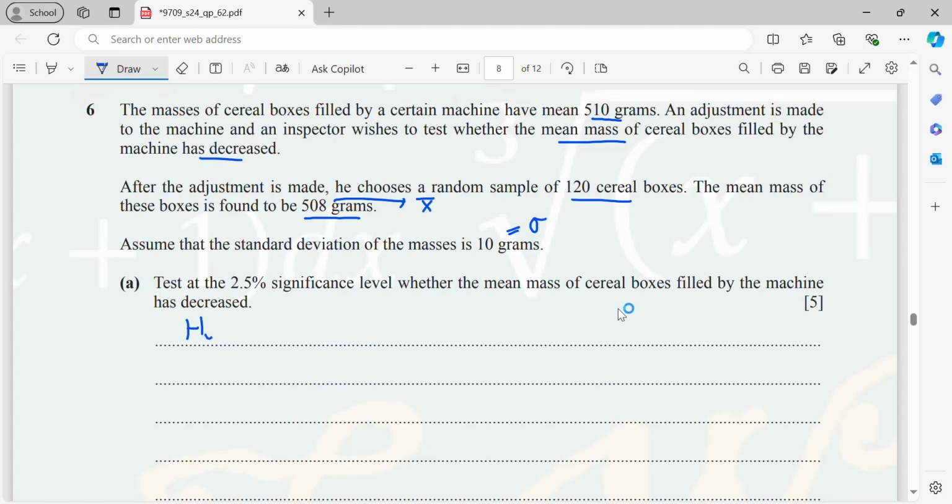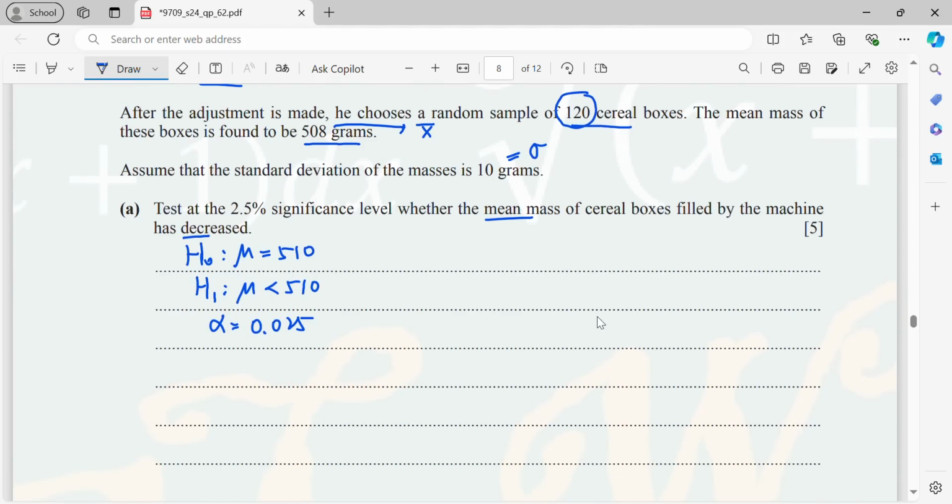So now here you need to check on the mean. Therefore, mu equals 510 for the H naught, and then H1 is whatever your doubts, meaning that it is less than, because decrease. And 2.5%, so alpha equals 0.025. Now, the sample size is large, 120. Even though the question never mentioned normal distribution, based on the central limit theorem, as long as n is large, it will be approximately normal distribution. So from here, I will refer to the normal graph.